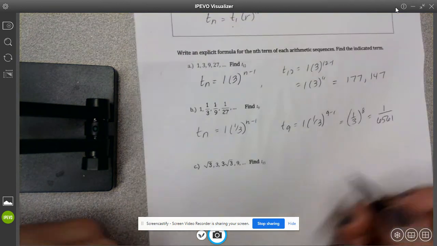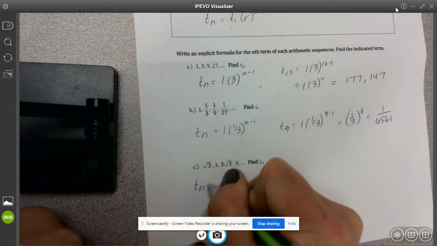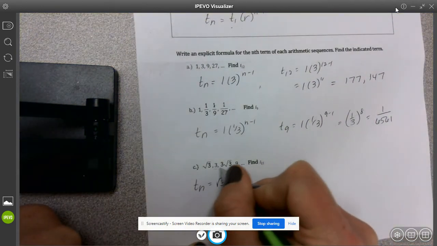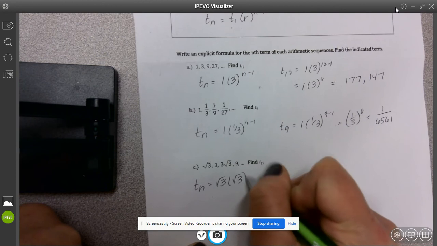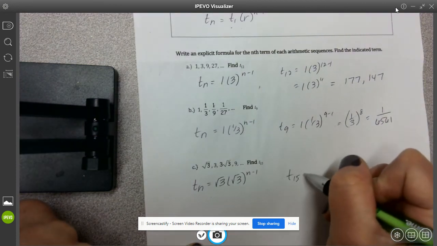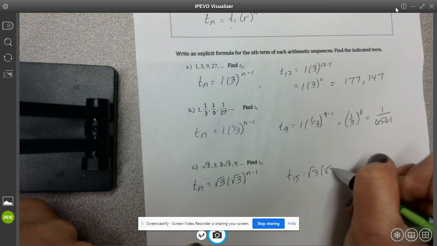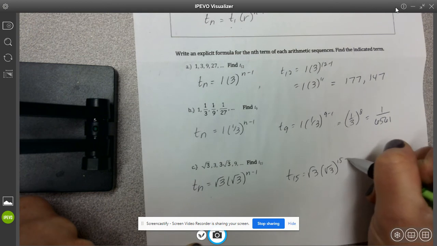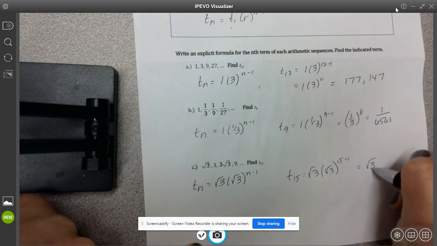Either way. Okay, here you start out with the square root of 3. You're obviously multiplying by the square root of 3 every time, to the n minus 1. So if I want the 15th one, it's the square root of 3 times the square root of 3 to the 15 minus 1, which is 14.